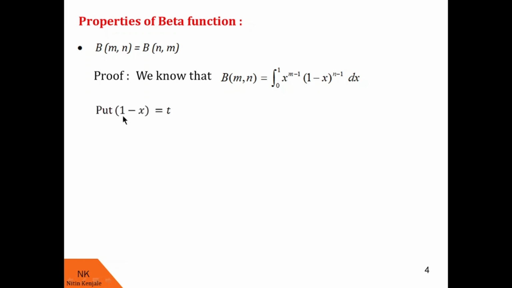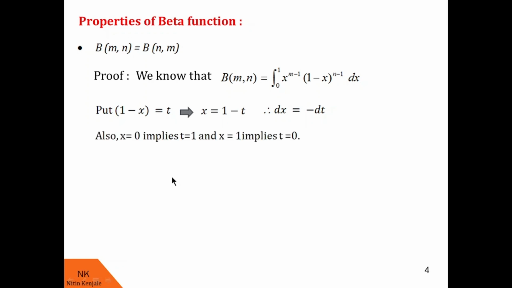Now we substitute 1 minus x is equal to t. Therefore, x is equal to 1 minus t. Therefore, dx is equal to minus dt. Now let us see what will be the limits for t when limits for x were 0 and 1. For that, let's put x is equal to 0 in this. We see t is equal to 1, and when x is equal to 1, we see t becomes 0.